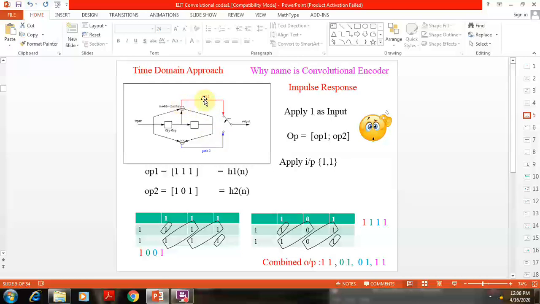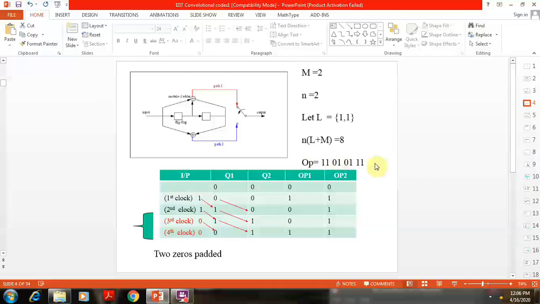So I need to take 1 bit from the upper branch, 1 bit from the lower branch, 1 bit from the upper branch, 1 bit from the lower branch. So I will take this one, which is the output from the upper branch, and this one, which is the output from the lower branch. So my net output is 1 1. Then the output from the upper branch, which is 0, and the output from this lower branch, which is 1. In this way I get my output 1 1 0 1 0 1 1 1, which matches the output 1 1 0 1 0 1 1 1.